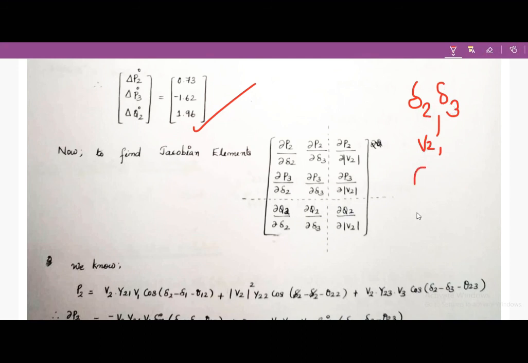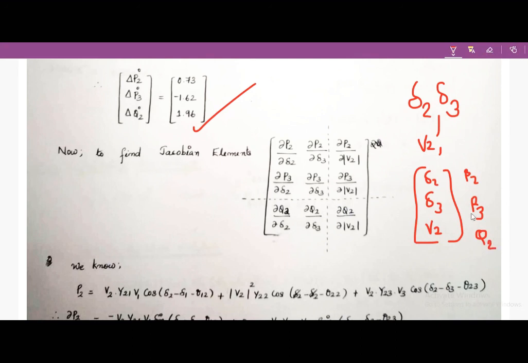So which are the elements to be calculated? The elements to be calculated are delta 2, then delta 3 and V2. Isn't it? These are the elements to be calculated, or rather I can say these are the variables. And which are the functions? Our functions are P2, then P3, then Q2. These are the functions.